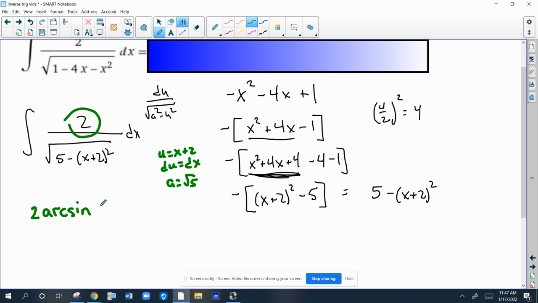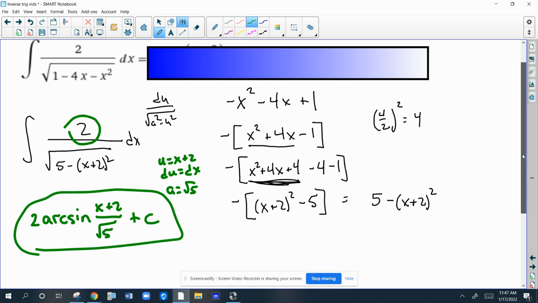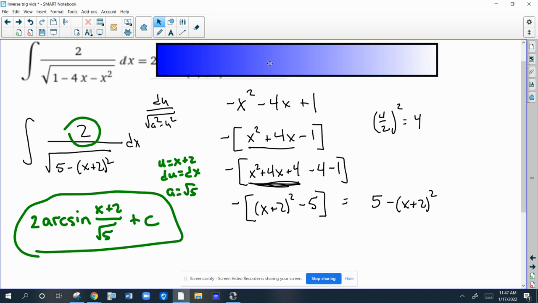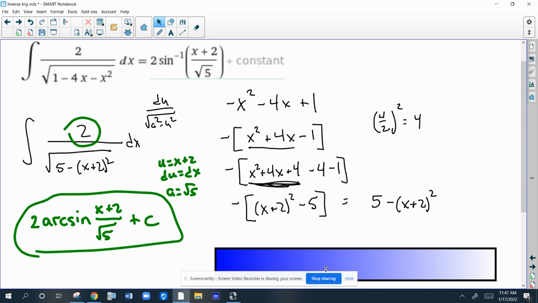u we said is x plus 2. And a is the root of 5. And that's it. That was a pretty easy one after we completed the square. So I would guess that Wolfram Alpha, since this was so easy, would completely agree with that without any simplifications, and it does. So there you go.